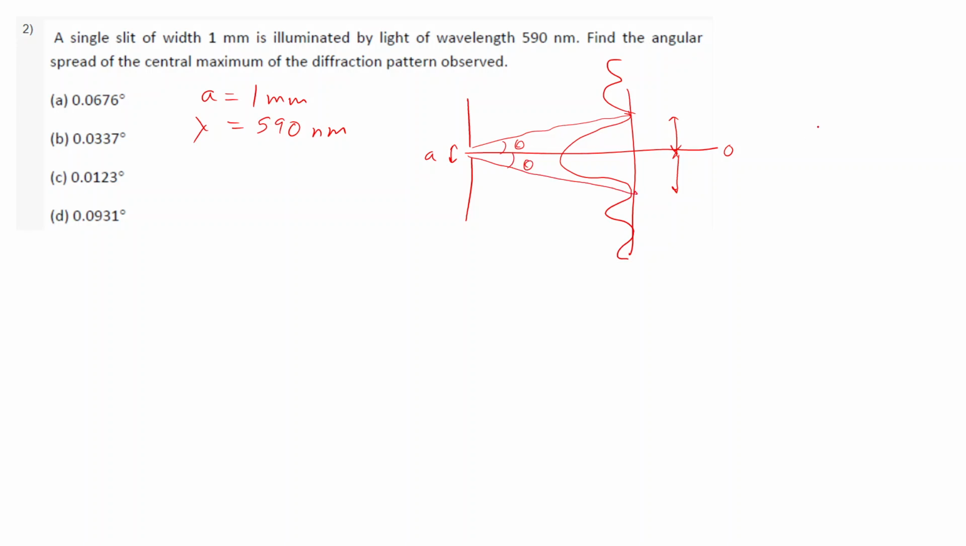Okay. This 2 theta actually we need to find out, because we have to find out the angular spread of central maxima, till where the central maxima fringe width position is. So for this we need to find out this theta basically, and finally we have to take double of it, because we need to find out this total angular spread.